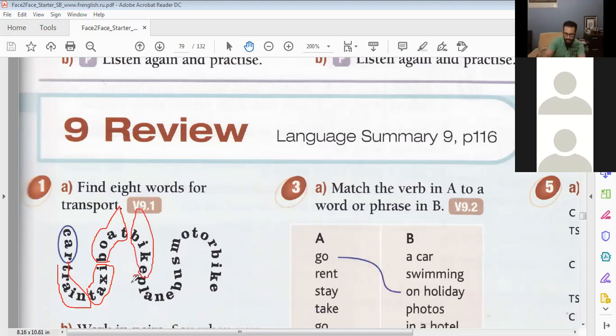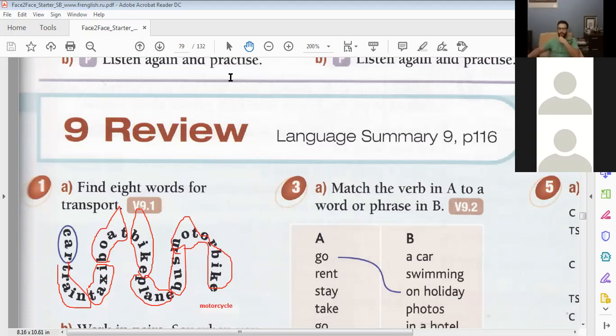Plane. Correct. Yes. Bus. Correct. Motorbike. Very good. So we have 8 words for transport: car, train, taxi, boat, bike, plane, bus, motorbike. Sometimes they say motorbike, sometimes they say motorcycle. They use both of these words.